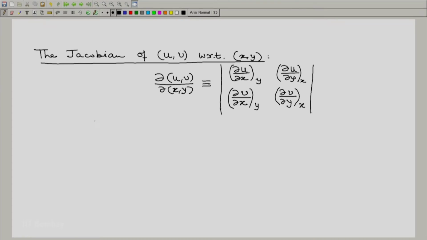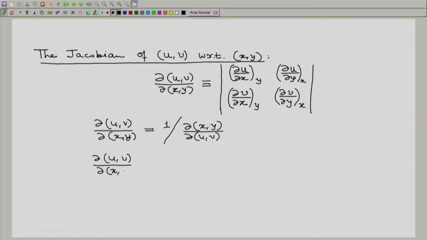For example, the following identities straight away apply. Jacobian of uv with respect to x and y is the reciprocal of the Jacobian of xy with respect to u and v. That is the first condition. The second relation is Jacobian of u and v with respect to x and y multiplied by Jacobian of x and y with respect to p and q.